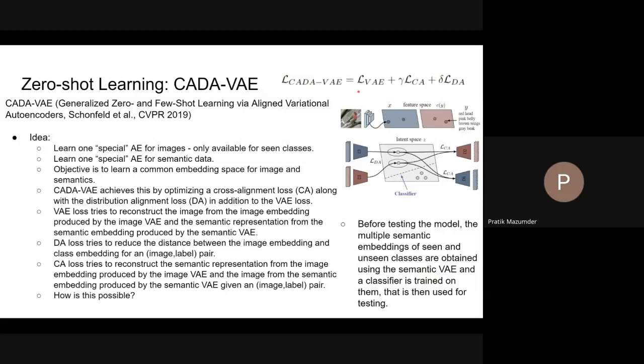And this is the loss. You have the VAE loss, you have the cross alignment loss, and the distribution alignment loss. Initially, you will perform the VAE loss for a few epochs. I think they do it for 6 epochs, and once that is done, so that at least the VAEs are good enough at reconstructing their own type of input, then you introduce your cross alignment and distribution alignment processes.